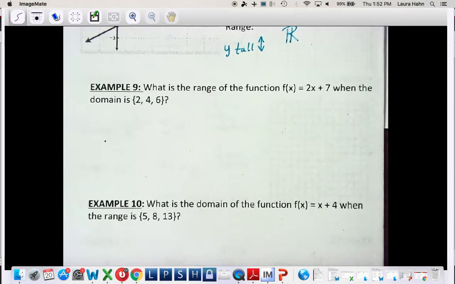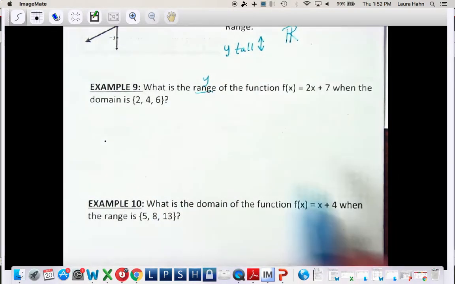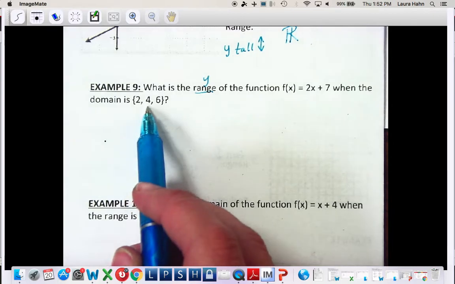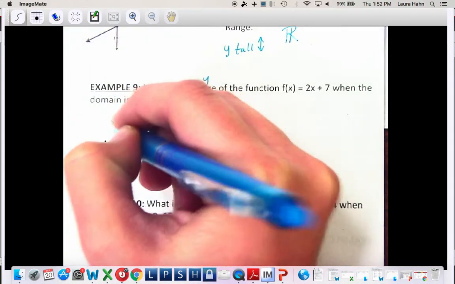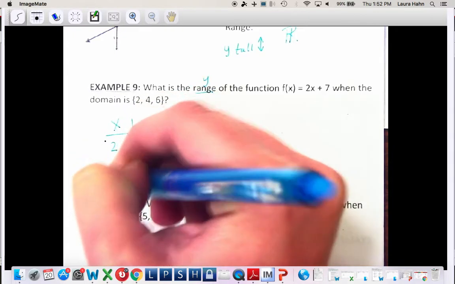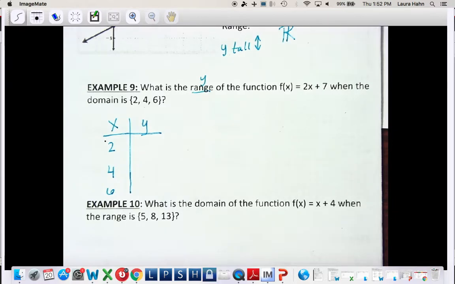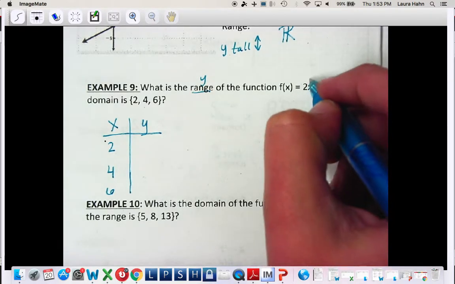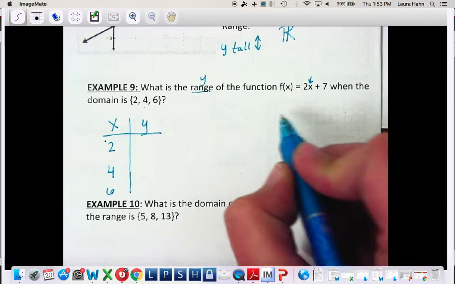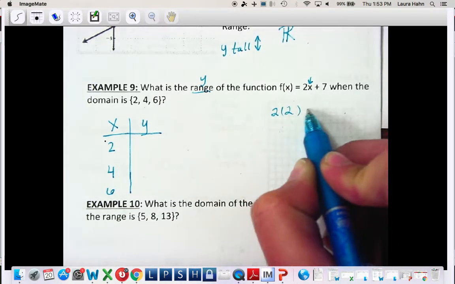Okay, on this problem, it wants to know what is the range. So it's asking what are my y's when the domain is 2, 4, and 6. So it gave me 2, it gave me 4, and it gave me 6 for my x's. So now what I need to do is plug those in to figure out what is my y. So we're going to plug in for x. So the first thing I'm going to plug in for x is this 2. So 2 times 2 plus 7.